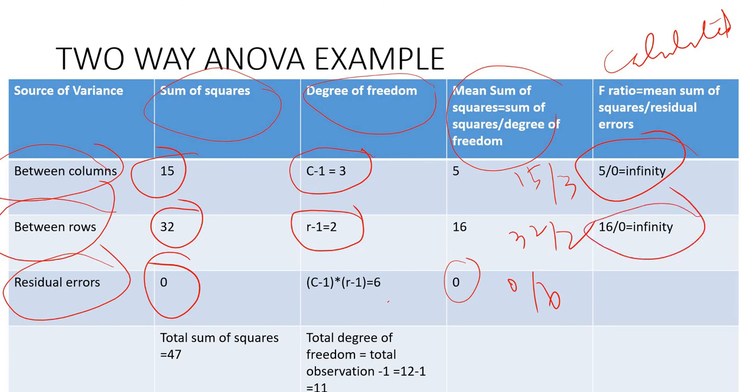You got it. Even the total sum of squares, that is 15 plus 32, you got it as 47. I have written it here. Total degree of freedom, when you add all this, you will get 11. That is 6 plus 2 plus 3. That's also there. So you got the F ratio. That is the key point. We have the calculated F ratio.